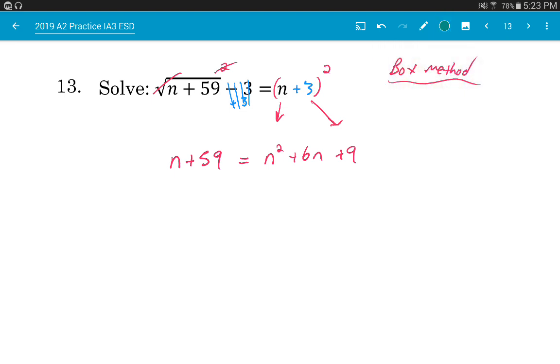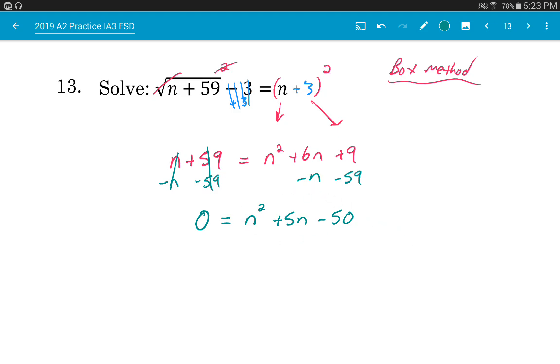Now, this is a quadratic, this here. I want my quadratics set equal to 0, so I'm going to get rid of this n here, and I'm also going to get rid of the 59. So now this is equal to 0. Perfect. Now that's n squared plus 5n minus 50.